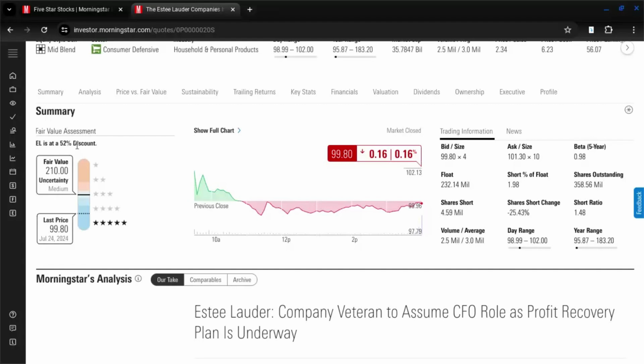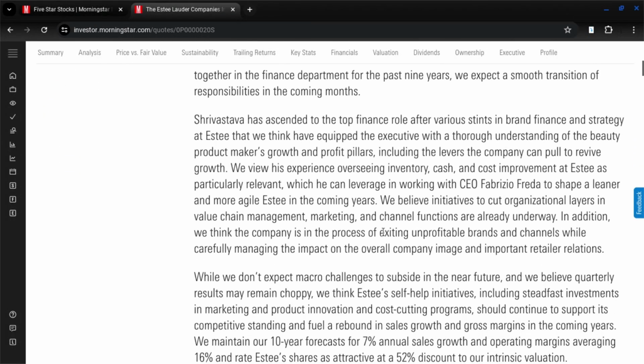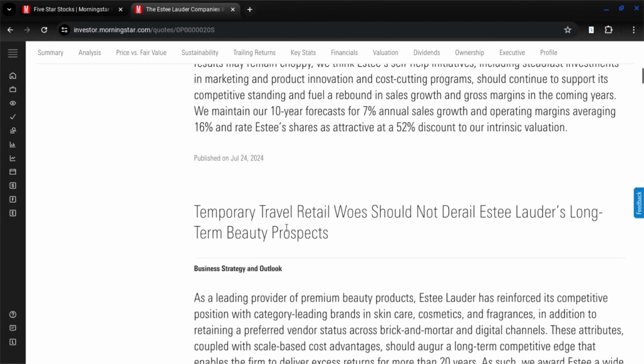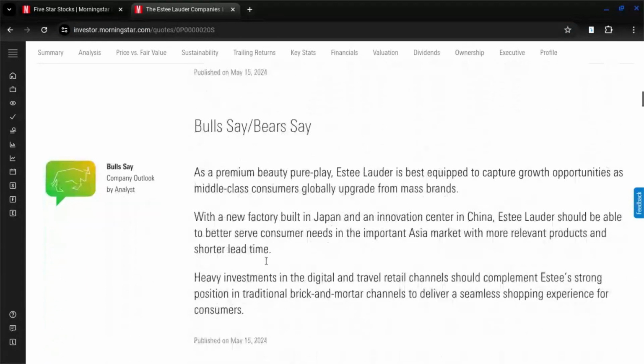As you can see, Morningstar's estimated fair value for Estee Lauder is $210, and right now its current price is $99.80, which is about 52% below its estimated fair value. So here is Morningstar's analysis on Estee Lauder. Here is a short commentary following recent company news. And what I'm most interested in is the analysis on its business strategy, outlook, and possible risks.